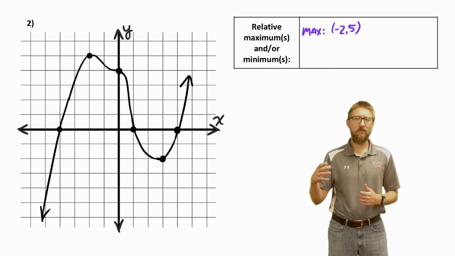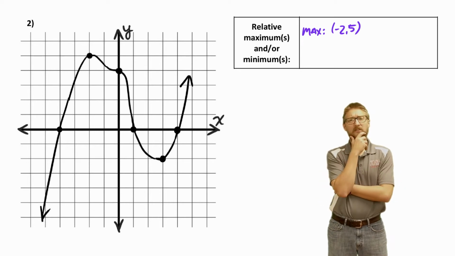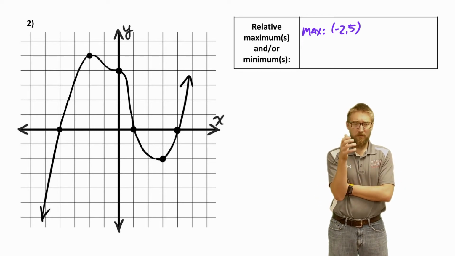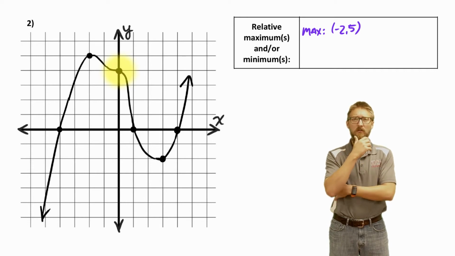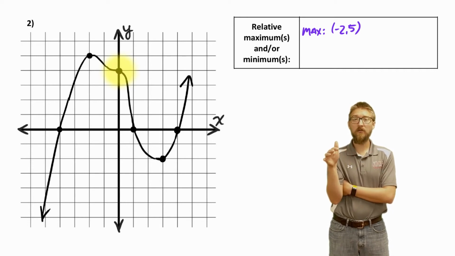If you hike just a little bit further over, right at (0, 4), is that a maximum? Now think about what maximum means. It's the highest point in that region. So if you drew a circle, is that the absolute highest you could be?